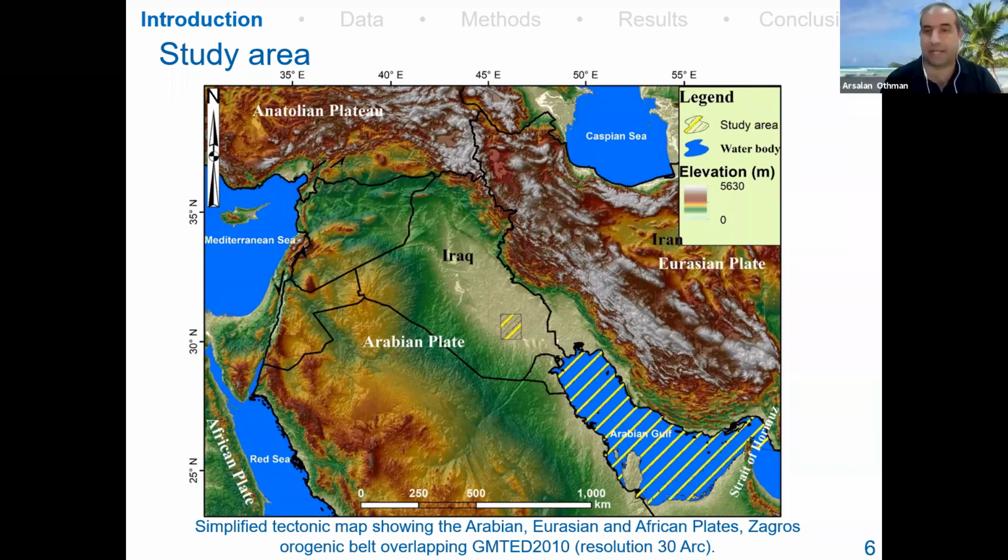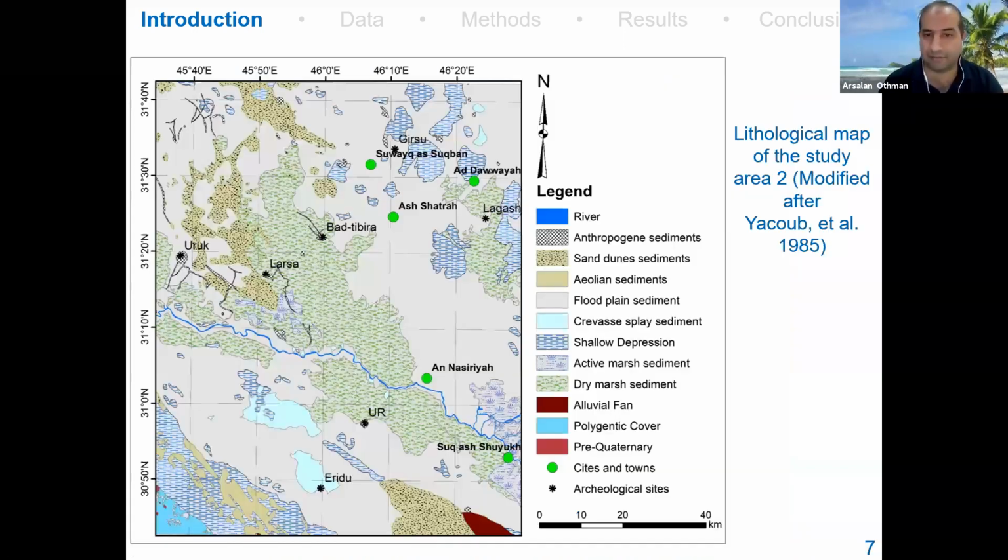Before that, I started to collect a lot of data. For example, here is a map. This map was produced by Yaqub in 1985, which is one of the good reports in the Iraqi Geological Survey. This geological map shows that we have anthropogenic sediments in this study area, and exactly it is located with Larsa and Uruk and so on.